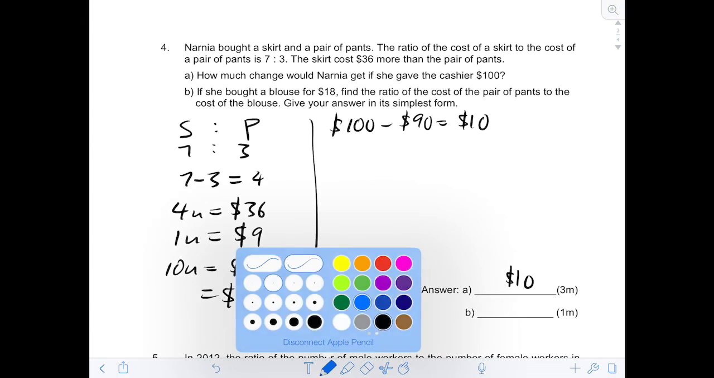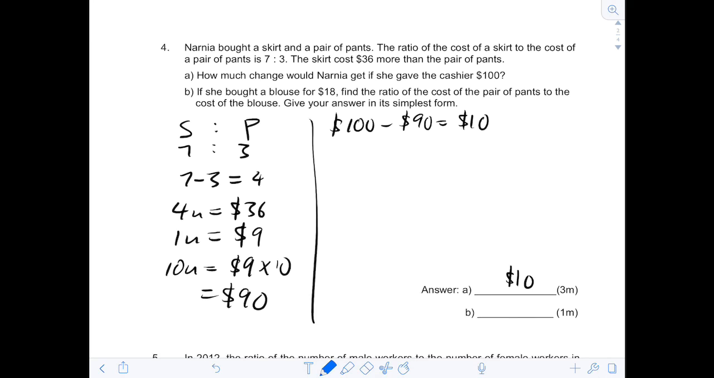Okay, the second part here, if she bought a blouse for $18, find the ratio of the cost of the pair of pants to the cost of the blouse. So here you have to find between pants and blouse. Pants is actually 3 units. So what we do, we find the original price of the pants first. We know that 1 unit equals $9, so 3 units will be equal to $9 times 3, you get $27. So this is the cost of the pants. So now you can do the ratio of the pants to the blouse.